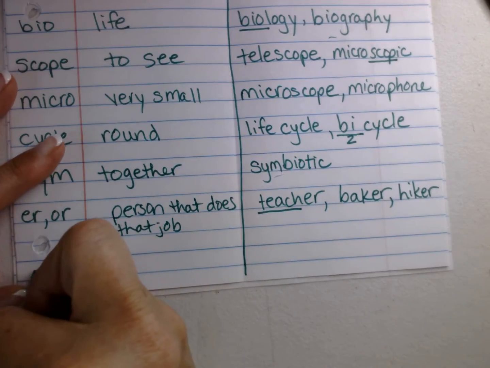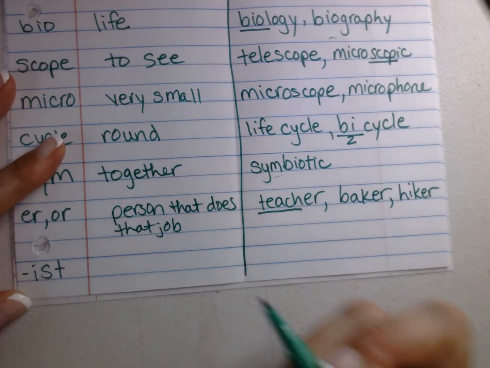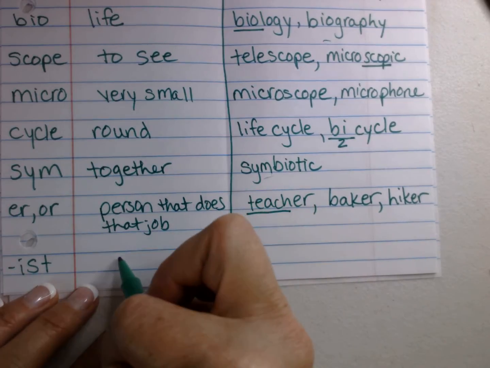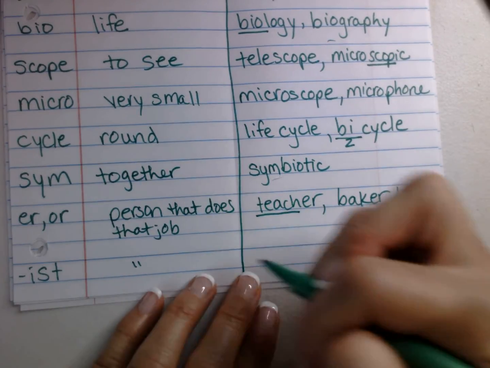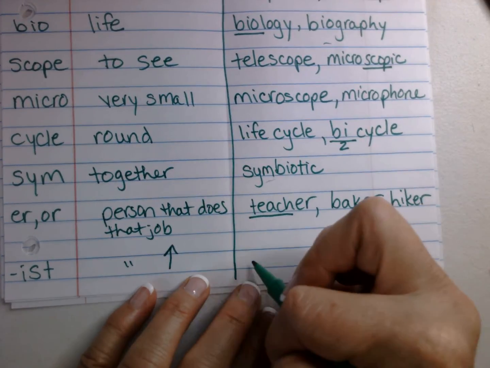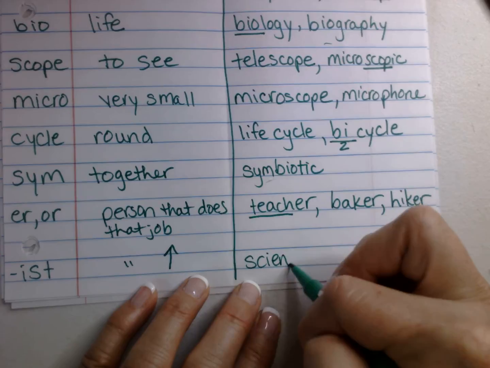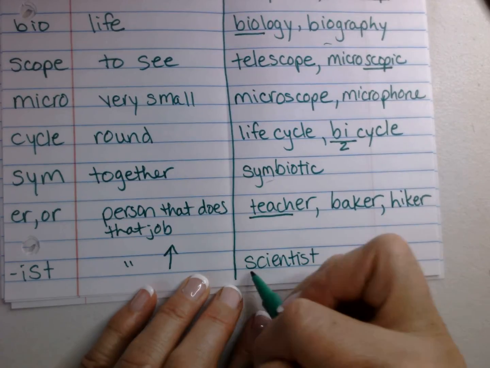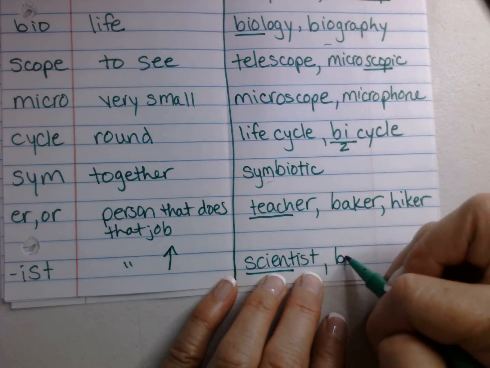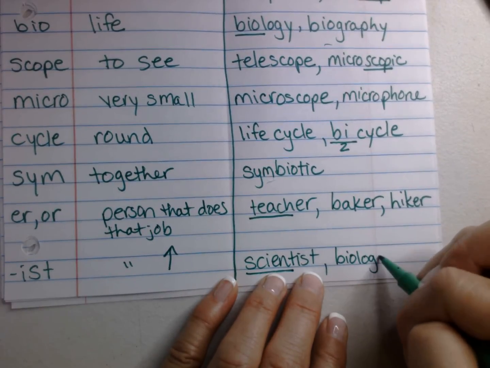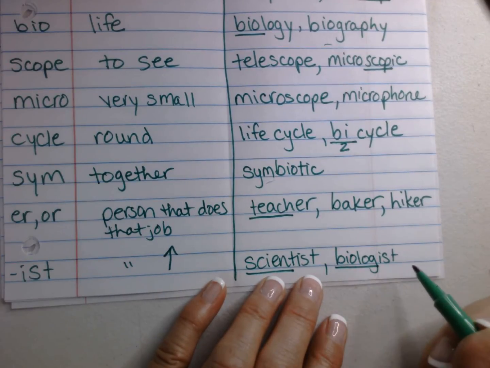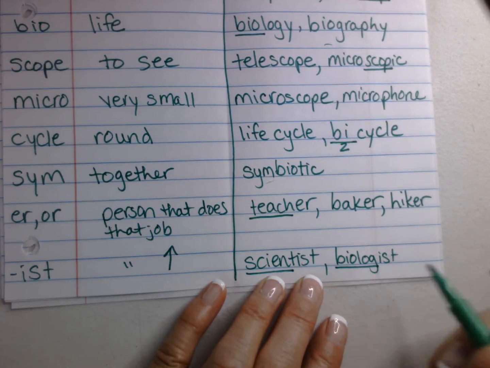I'll add one more. This will be our last one. I didn't talk about this one, but it is the same thing, person that does that job. This means the same as above. Okay, so like a scientist, they do science. Maybe a biologist, they learn about or teach about biology.